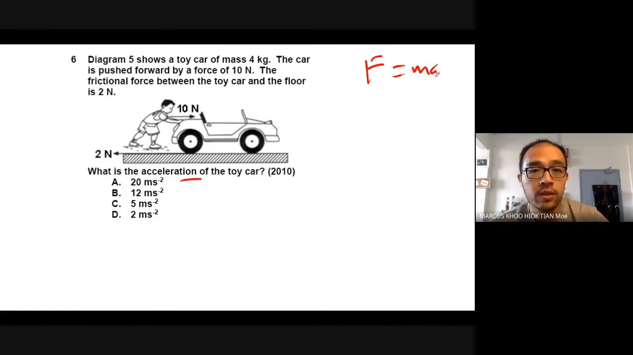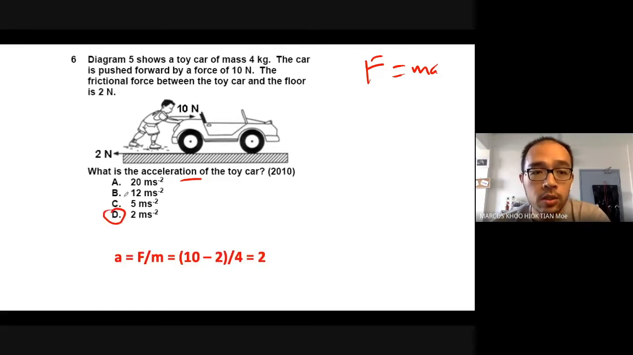D. Okay, let's double check. So, okay, correct, it is D. So 10 minus 2, and then you divide it by the mass, which is 4 kilograms, so you get 2 meters per second squared. Okay, good job.